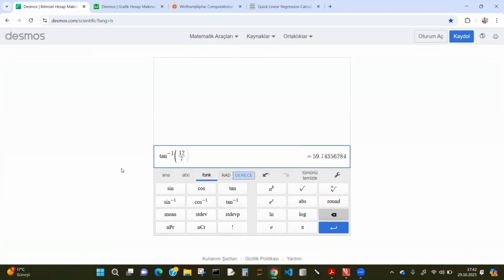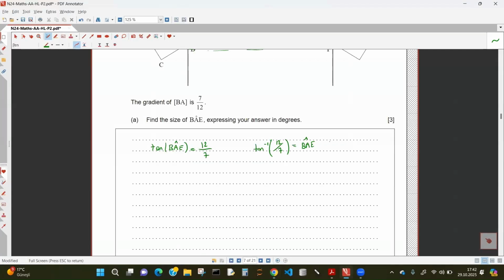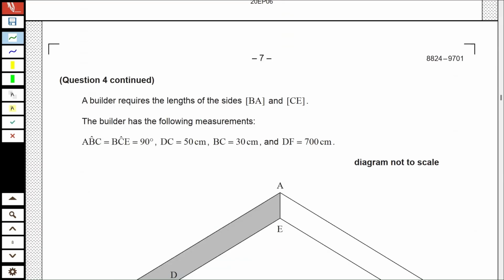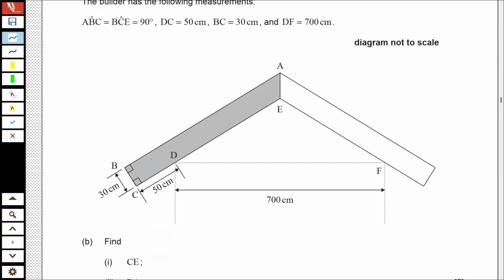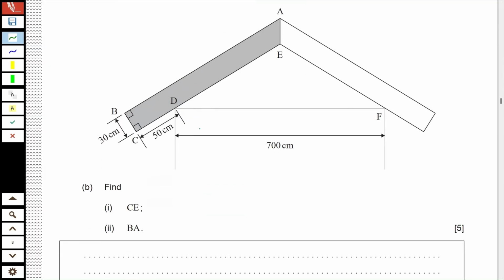12 over 7 is going to be 59.74. The builder requires the lengths of the sides BA and CE. The builder has the following measurements. There are the measurements here and the angle is 90 degrees. So we're going to find first CE and BA.